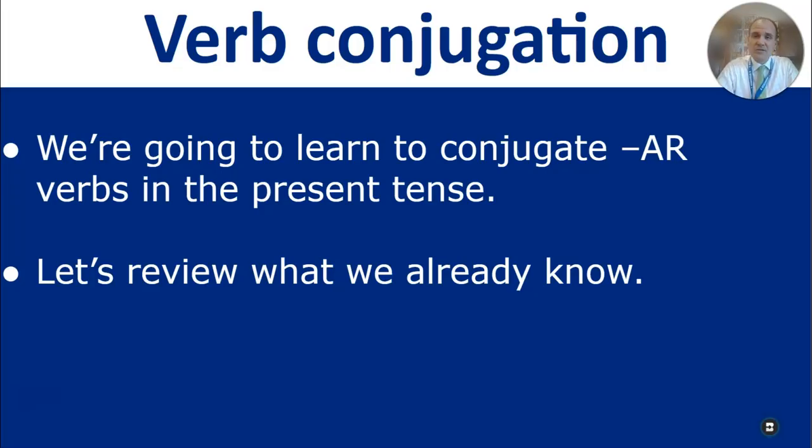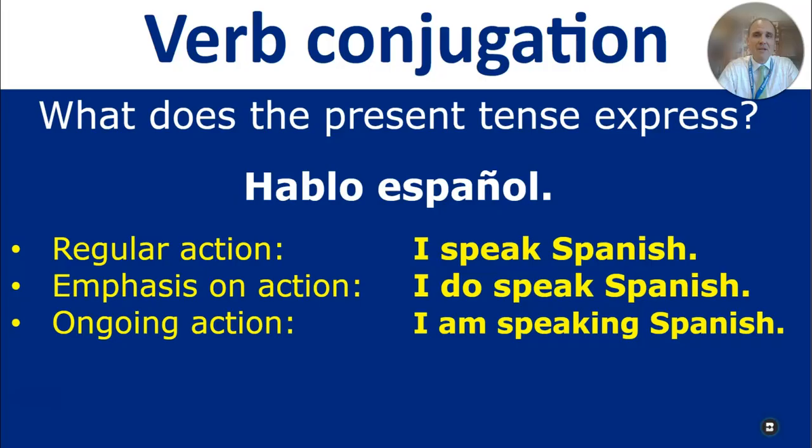And let's review for a second what we know already. All right? So what is it that the present tense expresses? Well, if I say something like hablo español, the verb hablar is to speak, but what I've just done is I've conjugated hablar to say hablo. And what that means is I speak Spanish, I do speak Spanish, or I am speaking Spanish. That one word in Spanish, hablo, actually has three meanings in English.